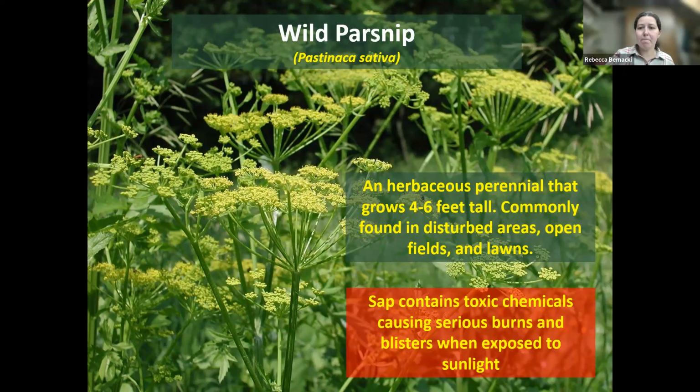So if you get the sap of the species on your skin, you want to take immediate action. The sap is water soluble, so the first thing you want to do is immediately go inside or go to your hose and wash that sap off the best you can. For the sap to cause problems, it does need to be exposed to UV radiation. So after you get that washed off, you want to cover the exposed area, and you want to try to stay inside out of direct sunlight for the next 2 days.